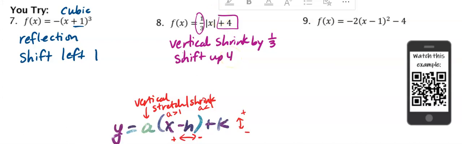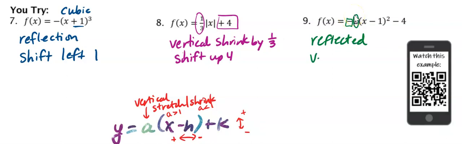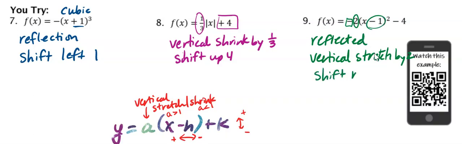And then last but not least, number 9. I have a lot going on here. So the first thing I see is a negative. This negative tells me that this graph will be reflected. I also have an A value of 2. Since 2 is bigger than 1, this is going to be a vertical stretch by 2. I also have a number in the parentheses. That means I use the opposite sign, so this is going to be shifted right 1. And then last but not least, I have this minus 4. That's my K value. This is telling me that I have a shift down 4.